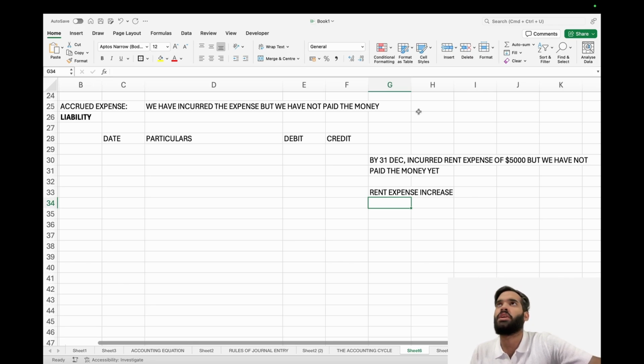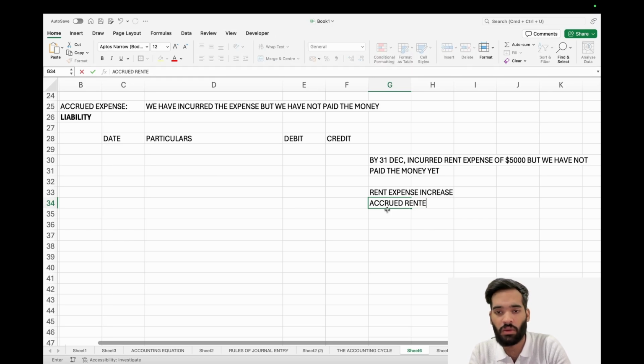So let's think about this logically. I haven't paid the money. Now, just to let you know, if you're thinking accrued rent expense, you are correct. We can call it that, right? We can say accrued rent expense increase, which is a liability account. This is the correct way to do this.